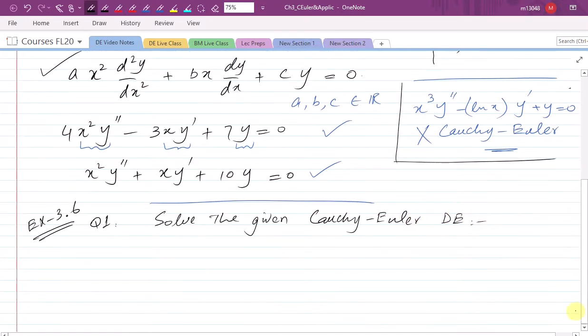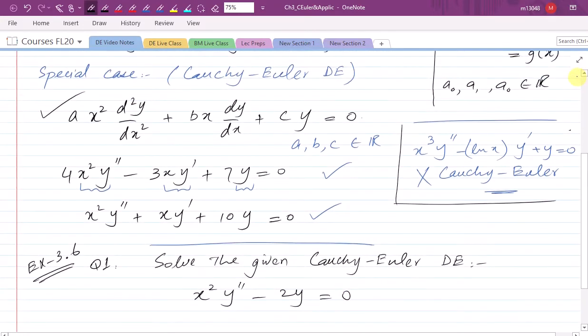Our equation is x square y double prime minus 2y equals 0. Yes, that is okay to have b as 0. a is 1, b is 0, no y prime term, and c is minus 2. That is fine.